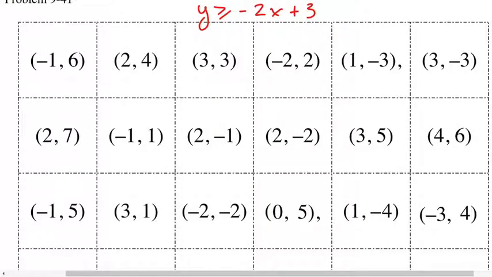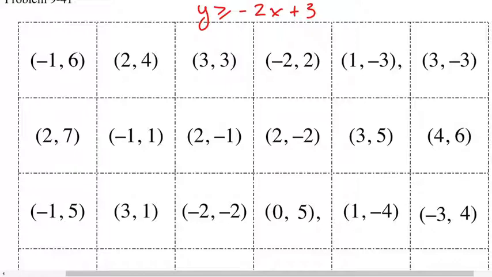So what I would like to do if you were in classroom is give you and the group of people you're sitting next to a good chunk of these points. These are different points, and some of these points will make the inequality that I've written down in red true, and some of them will not.